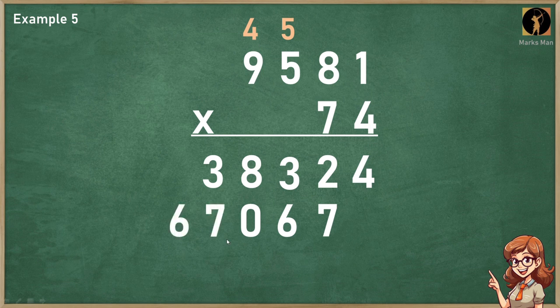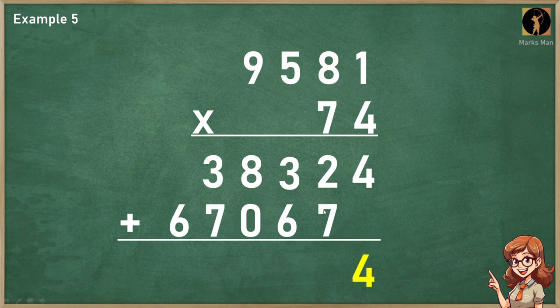Now, this number, 67,067, is not our final answer, since this is just our second partial product. You still need to add the first partial product and the second partial product. So 4 plus nothing, that is equal to 4. And 2 plus 7, that is equal to 9. And 3 plus 6, that is equal to 9. And 8 plus 0, that is equal to 8.